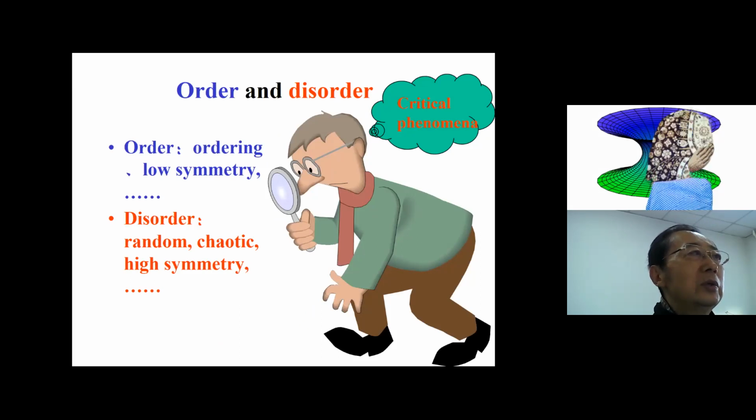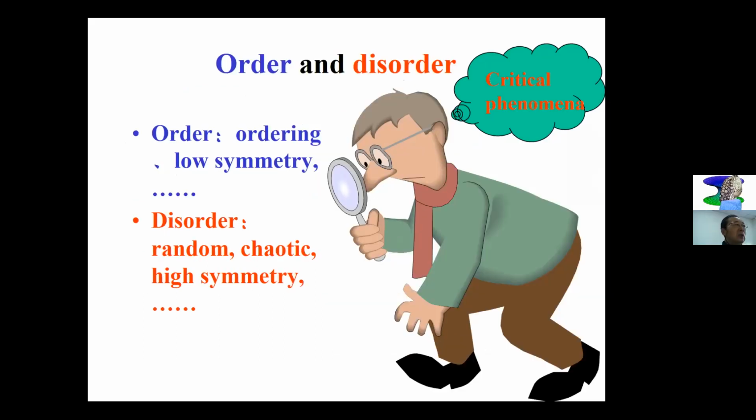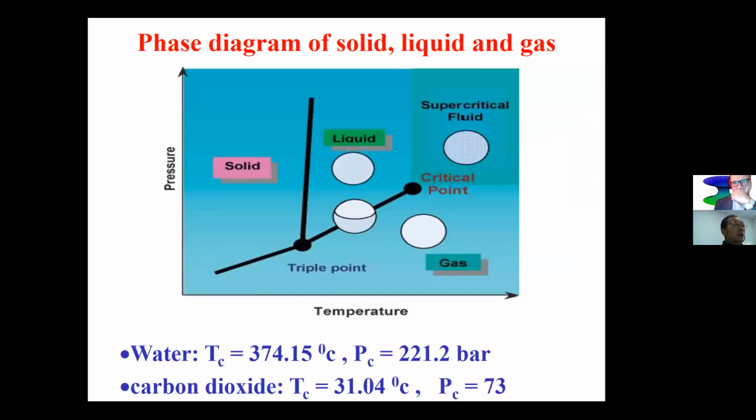In nature, there are always two different phases, the ordered and the disordered phase. The order means ordering with lower symmetry. The disorder means random, chaotic, high symmetry. Between the two phases, there is a critical point at which there is a very interesting critical phenomenon. It is very interesting to study the critical phenomenon at the critical point. The critical phenomenon is very natural and universal in natural systems.